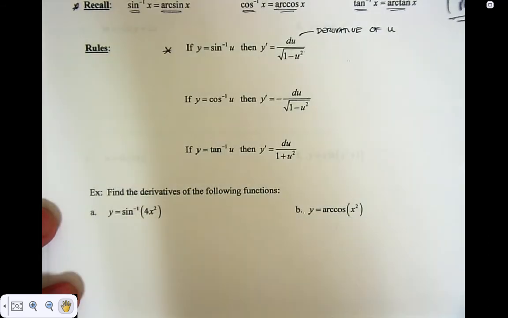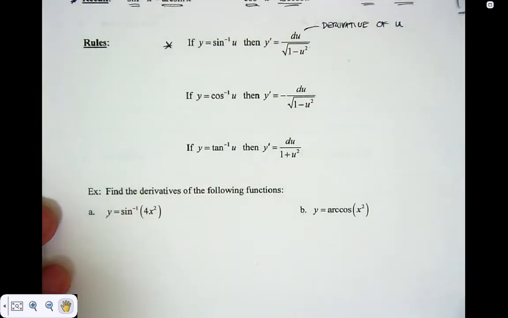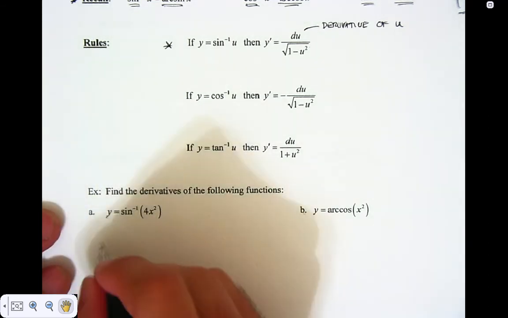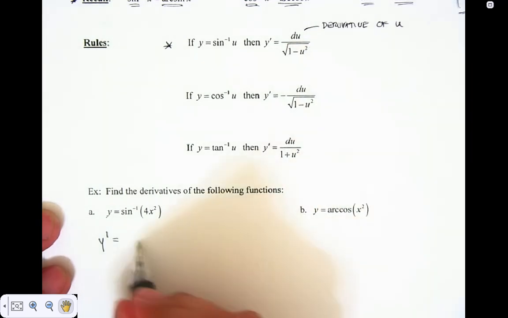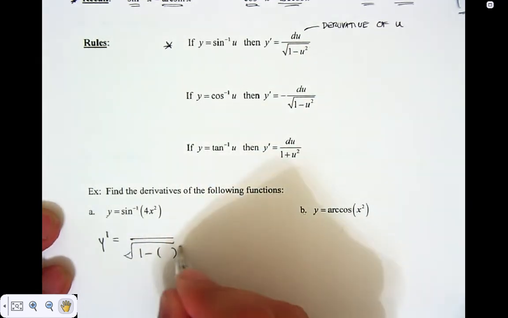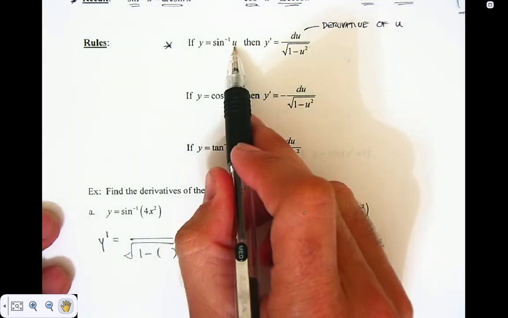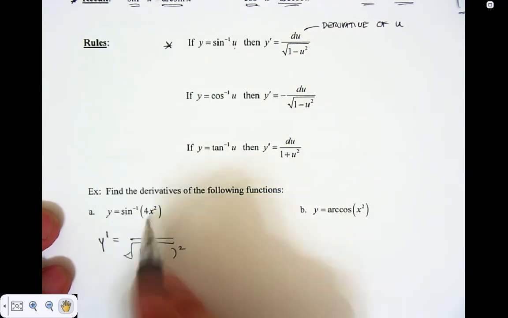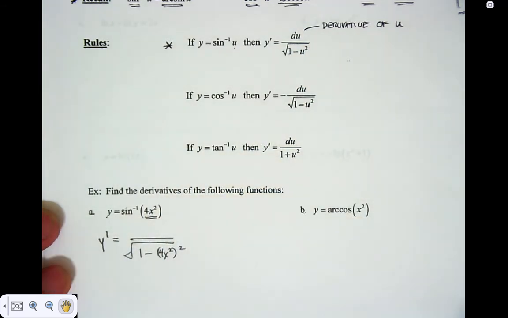And when we look down below, you guys can see right here, we'll do this example. It says y equals inverse sine of 4x squared. Find y prime. So we would just say y prime equals. Let's follow our rule. Let's do the bottom part first. This is the square root of 1 minus u squared. Well, what's u? U is everything after your inverse trig function. So in this case, this is your u. So I would put 4x squared right there.